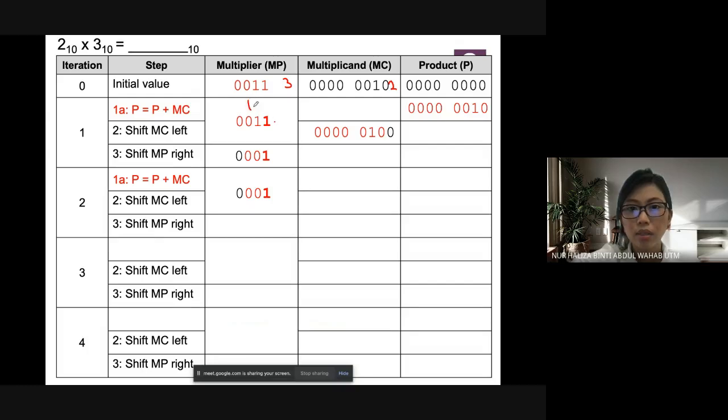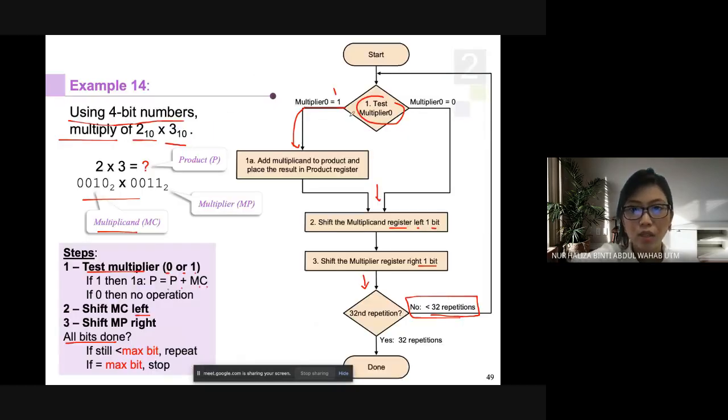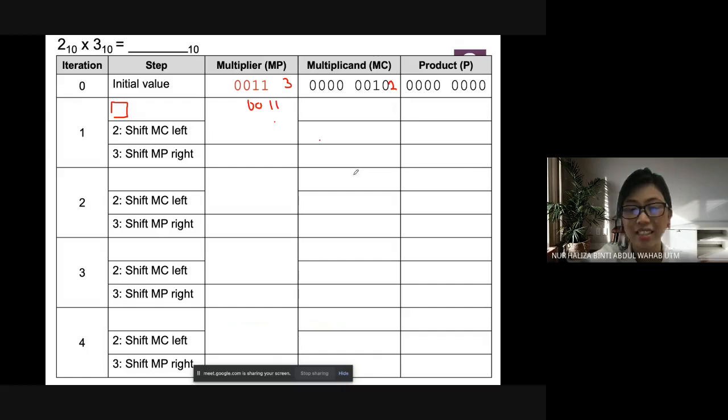This one is 0011. This one, your MC, 0000. Then 0111. So over here you can see that you have the step 1a. If, let's say, P equals P plus MC, then I need to refer back to the flowchart. So you add the multiplicand to the product and place the result in the product register.